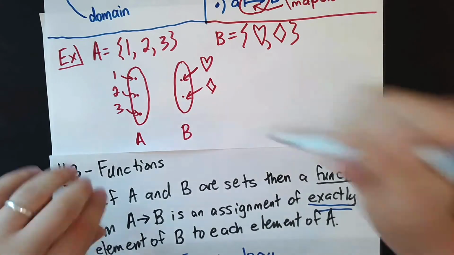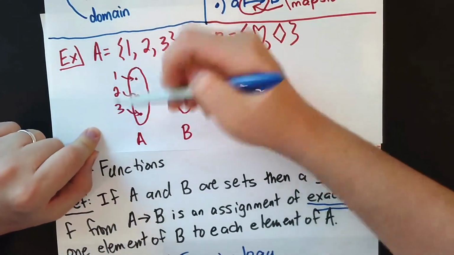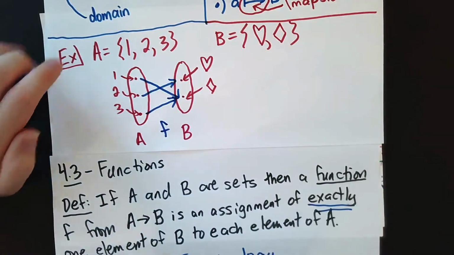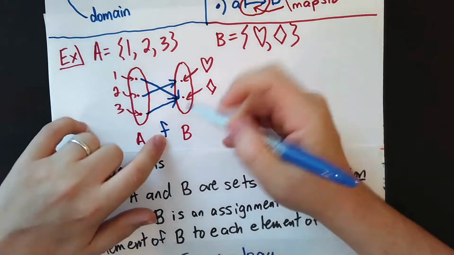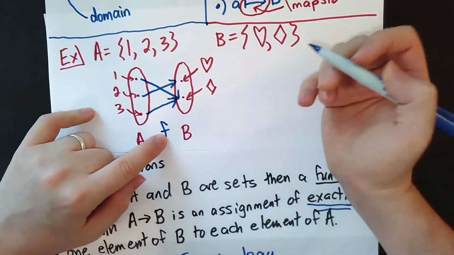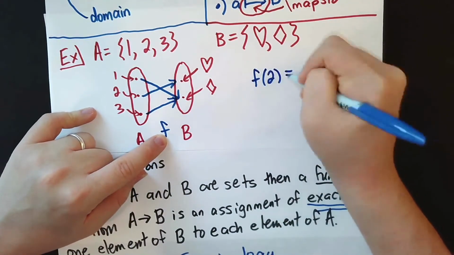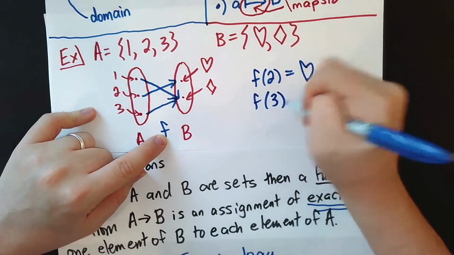The way I'm going to indicate that is by drawing an arrow from the element of A to the element of B I've picked to assign to it. And so this, as written, is a perfectly fine example of a function. Note I've indicated I'm calling this function f, and so if this was the function indeed, you would say, for example, that f of 2 is heart, and you would say that f of 3 was diamond.